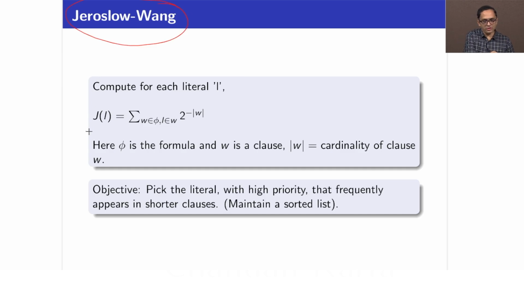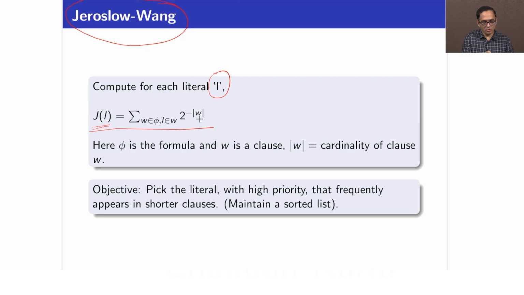So, they use this formula, right. Let us look into this formula, which basically decides which literal to pick. You have a CNF formula which has a set of clauses. For each literal they compute the JL value, okay. What is this? Summation of 2 to the power minus omega.